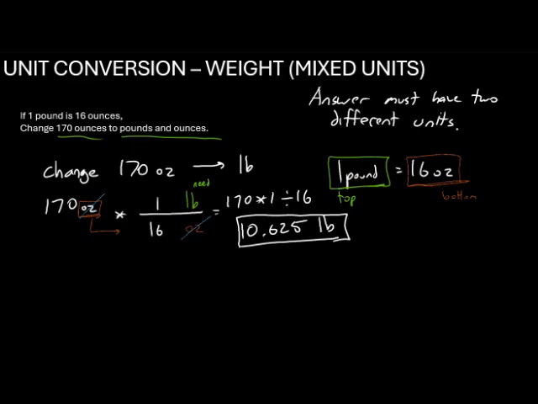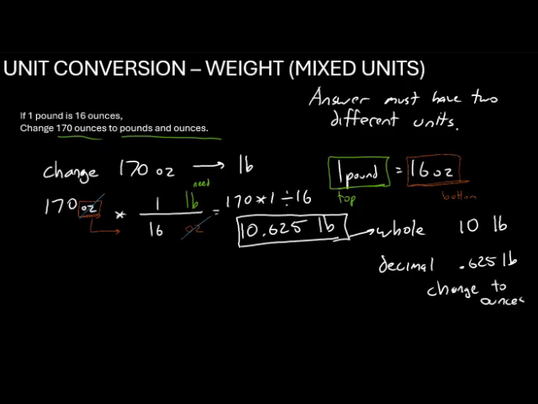To continue, to change to pounds and ounces, we're going to split this answer into whole numbers and decimals. Our whole number is 10. So we'll write that our pounds must be 10 because that's the whole number. Our decimal number is the 0.625 pounds. However, this 0.625 pounds we can change to ounces. We've already computed ounces to pounds. Now we're going to take our decimal pounds and change back to ounces.